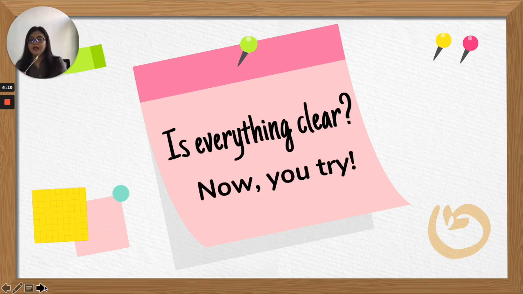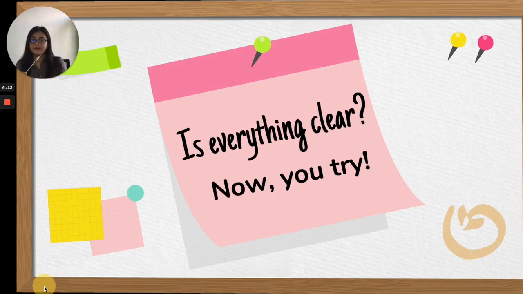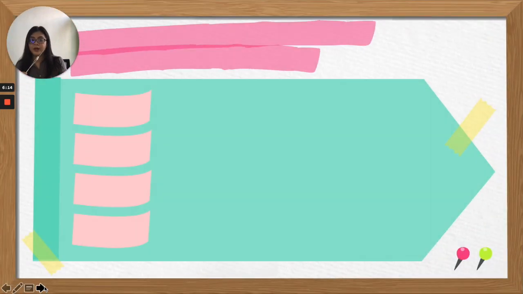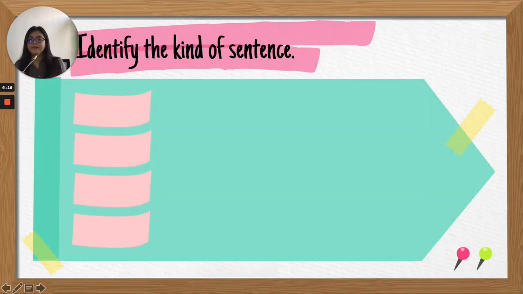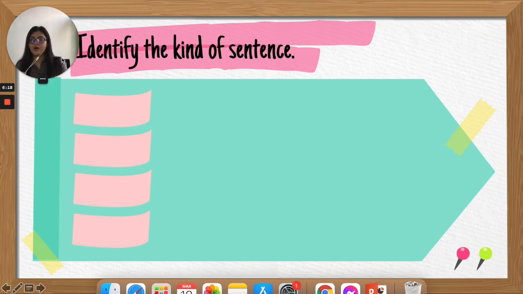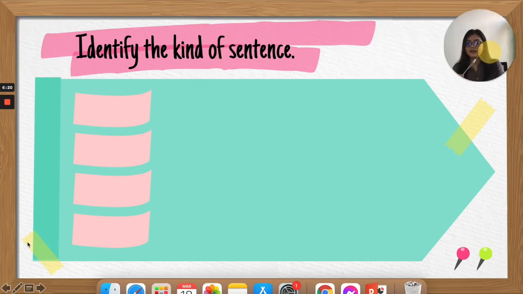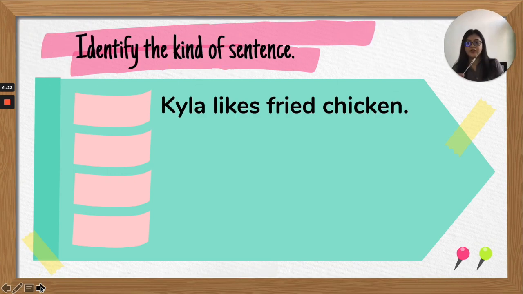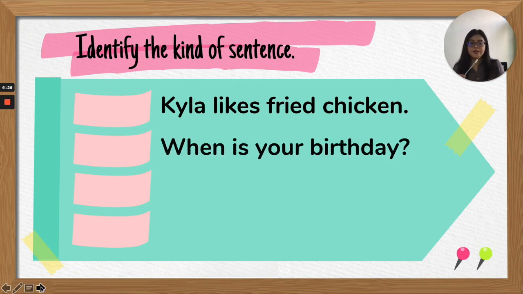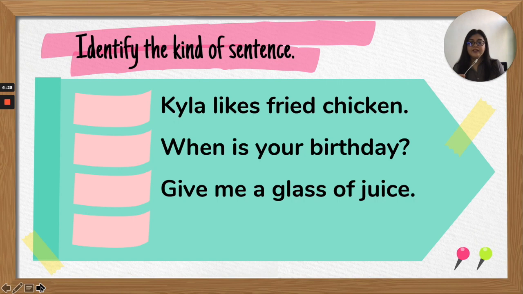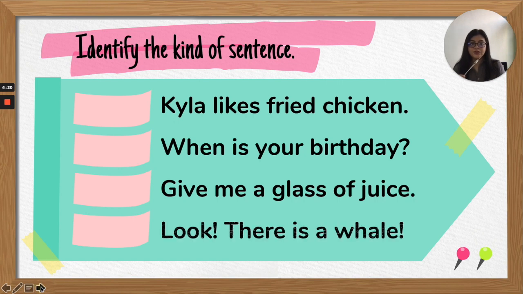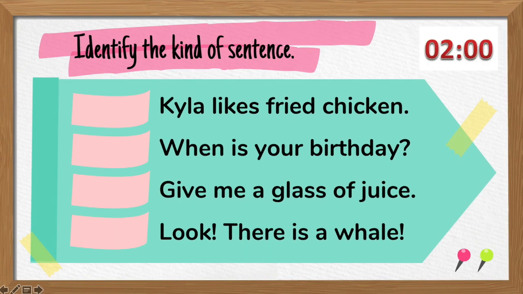Now, it's time that you try. So, I'll give you 2 minutes for this. Please identify the kind of sentence. Okay, so I will read all the sentences for you. Kyla likes fried chicken. When is your birthday? Give me a glass of juice. Look, there is a whale! Okay, so please identify the kind of sentence.